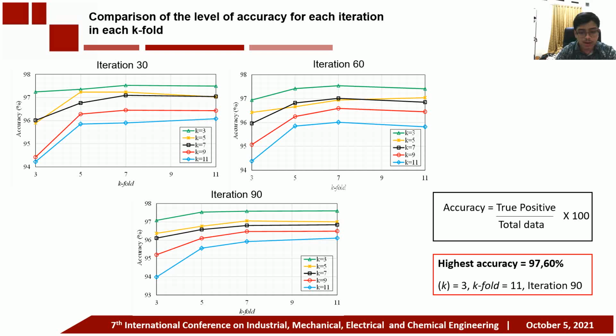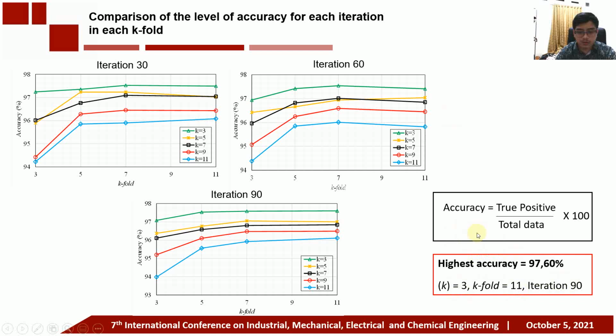The increase in the number of K in the K-fold 3 caused a decrease in the accuracy. And also in K-fold 5, the greatest accuracy is found at K3 at 90 iterations. For K-fold 7, the highest accuracy can be found at 90 iterations and using K3. With the same parameters using K-fold 11, the highest accuracy obtained can be found in K3. So, from all the accuracy data, the best accuracy is obtained at K-fold 11 with K3 and iteration 90.